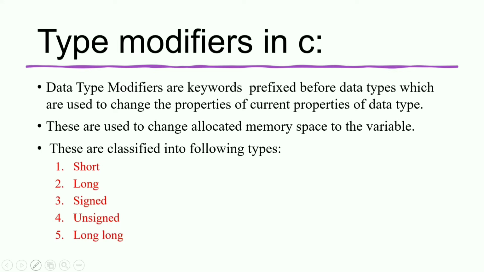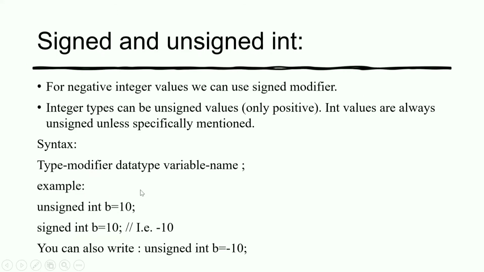These are of 5 types: short, long, signed, unsigned, and long. These keywords will all be placed before the data type to change the properties of the data types. Here we'll have a look at the syntax of the modifier. Here we have to write the modifier, like short, long, signed or unsigned. Then we have to mention the data type, then the variable name, and then a semicolon.